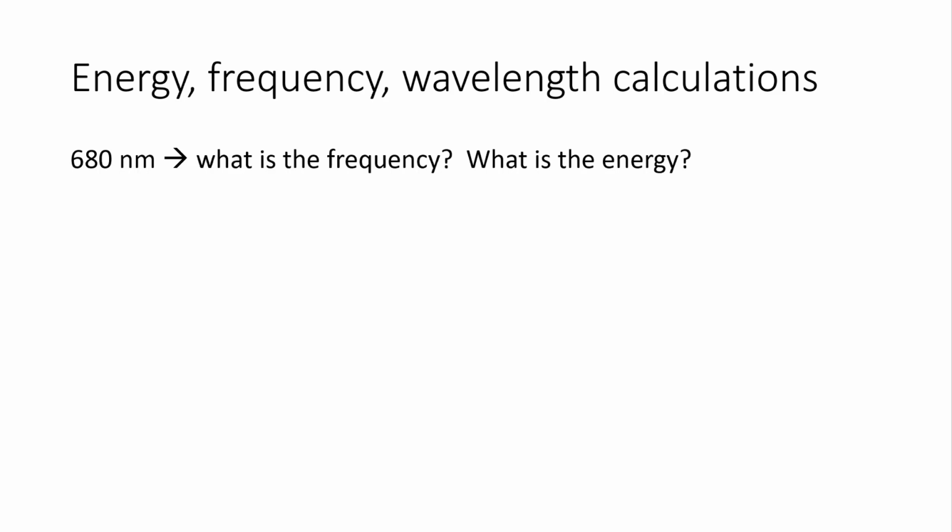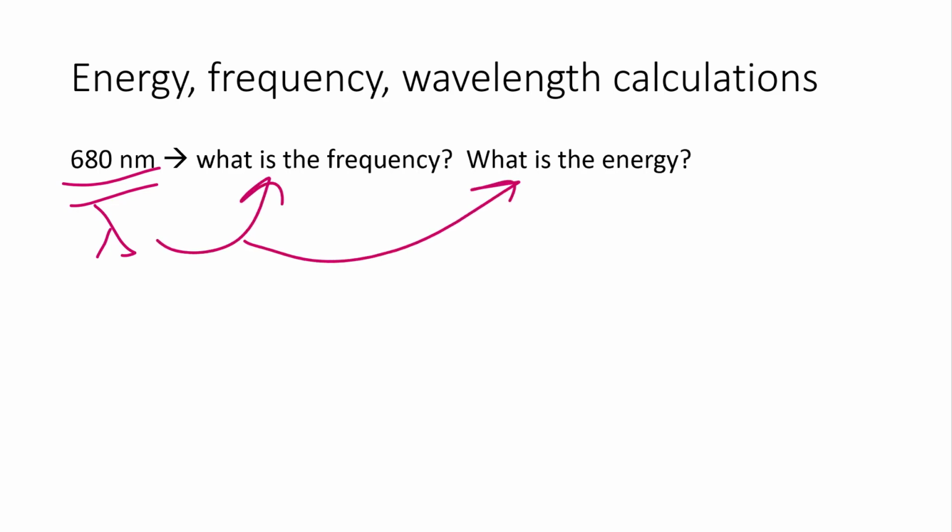Okay, so in the last part of this video, we're going to talk about the calculations that were required to do this lab. So if you have 680 nanometers of wavelength, right, for red light, what is the frequency and what is the energy? So you need to know the equations involved here. The first one is c equals lambda nu. Lambda, as I already said, is the wavelength.